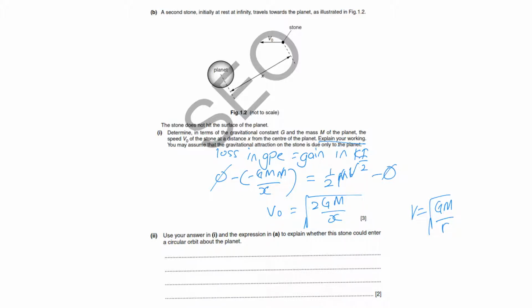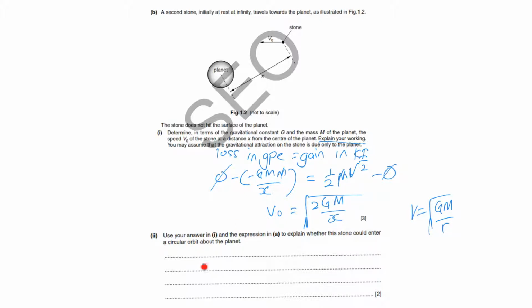So that means if you are talking about the distance X from the planet, the speed of orbit should be square root of GM over X. But your speed is square root of 2GM over X. Can you see your speed here is higher than the speed of orbit? So what will happen if the stone enters too fast? Then the centripetal force it requires cannot be supplied by your gravitational force. Your gravitational force is not enough to supply your centripetal force because it's too fast.